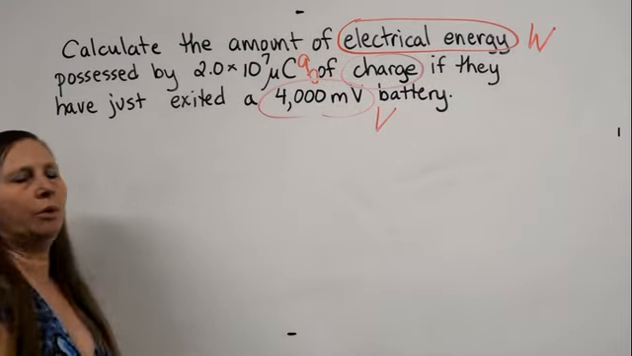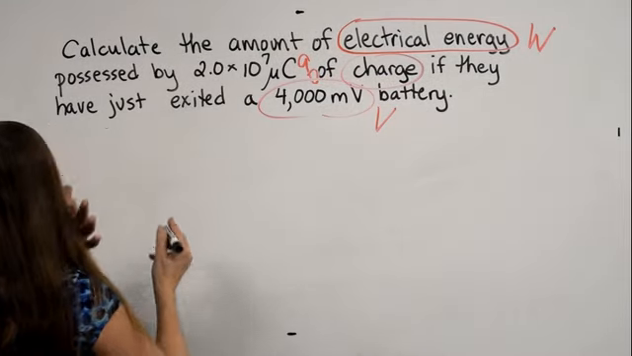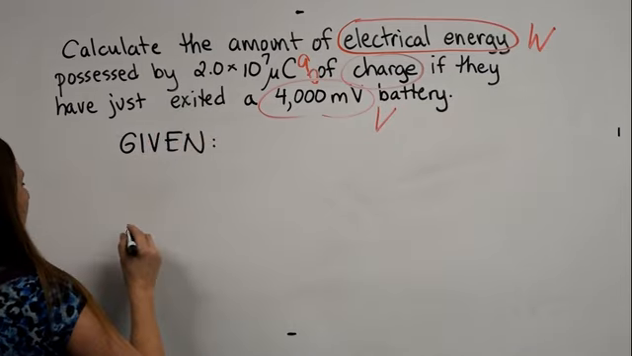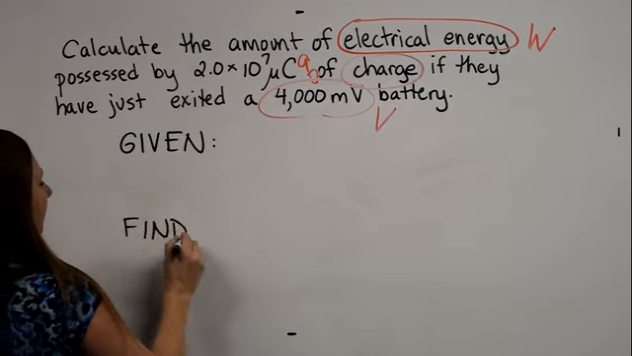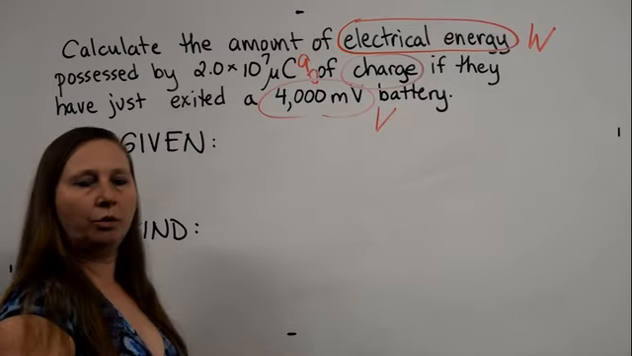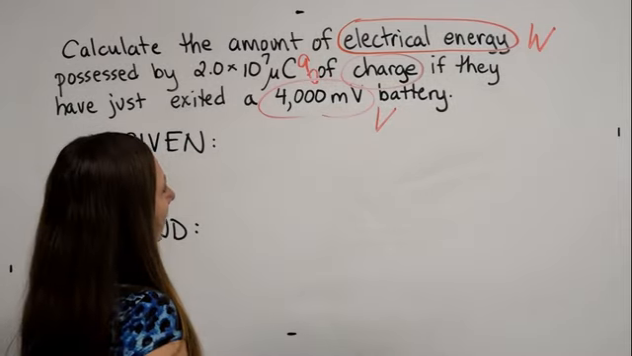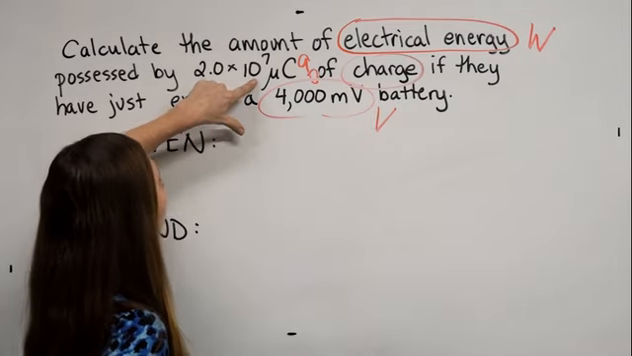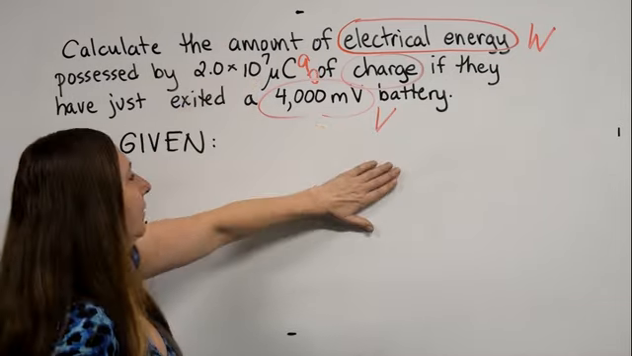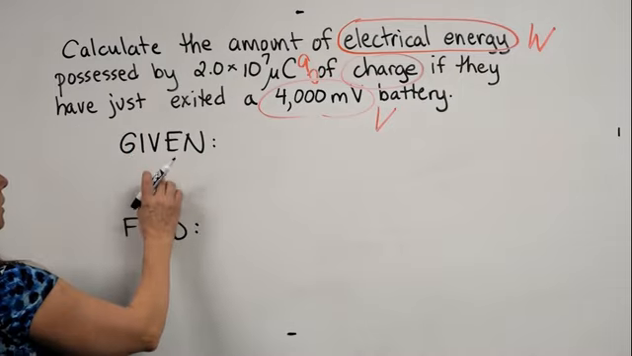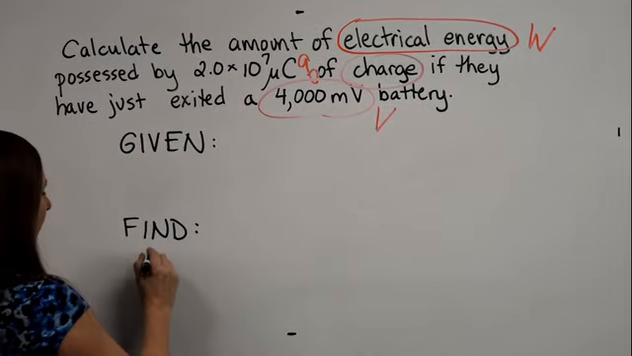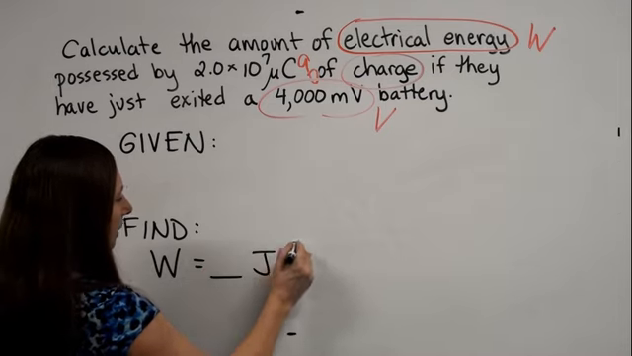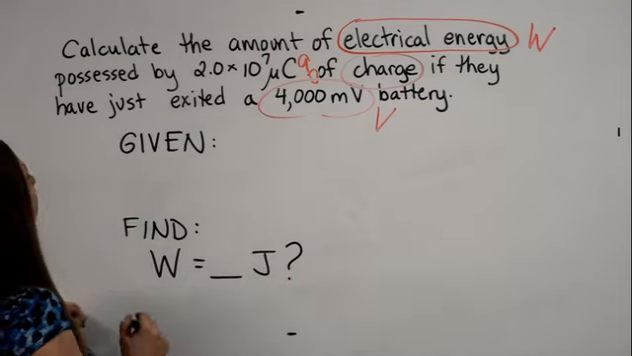We know what equation we're going to use for that. So what have we been given? What are we trying to find? We know what equation we're going to use, but let's use the space here to convert the microcoulombs and the millivolts, and then we'll put our equation over here. Calculate the amount of electrical energy. We're being asked to find W. That's in joules. That's the question that we're being asked.